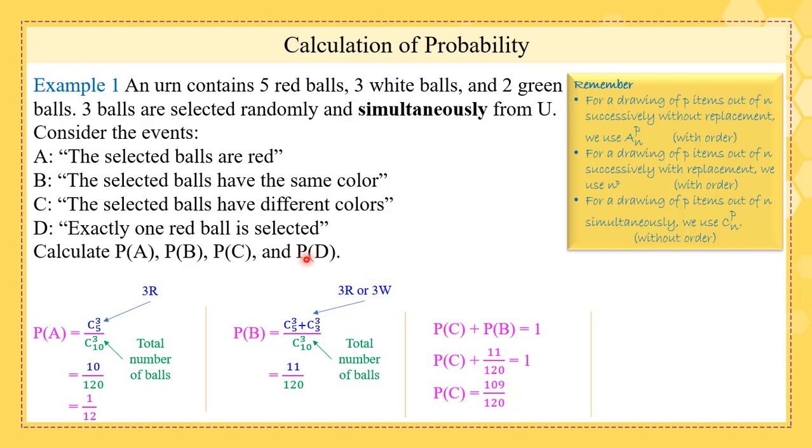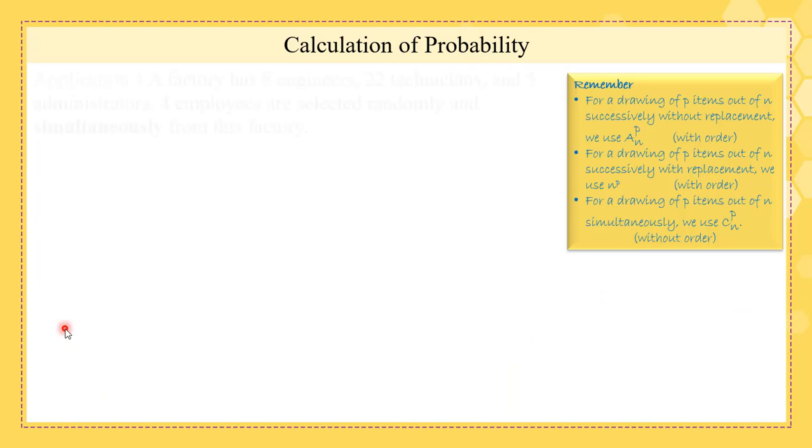And finally, P of D, we need exactly 1 red ball among the selected balls. Exactly 1 red means that we need 1 red ball and 2 non-red balls. So 1 out of 5 and 2 out of the other 5 balls over the same total. So this would be 5 over 12.